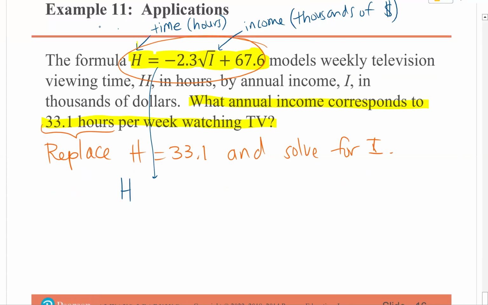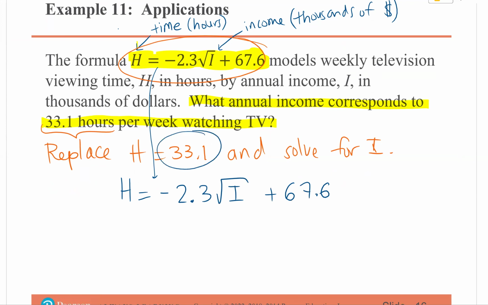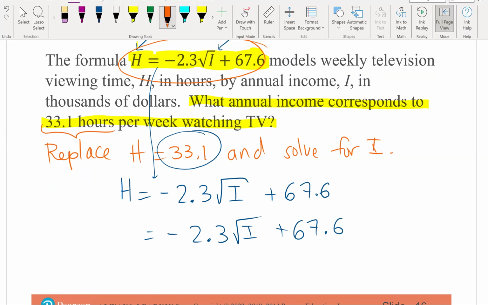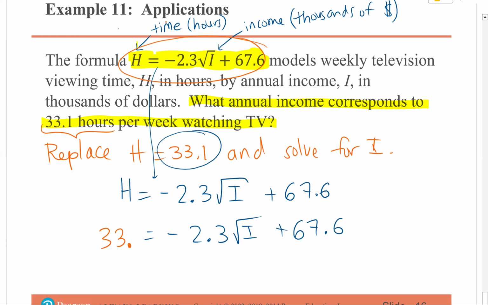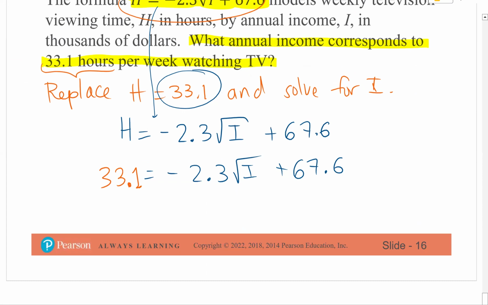Anyway, I'm going to rewrite this equation. We got H equals negative 2.3 square root of I plus 67.6. But I know now that I want to replace H with 33.1. The right side is going to stay the same because these numbers aren't changing and I don't know I, so I can't replace it. But I do know H, so that's replaced on the left side with 33.1. There we go.